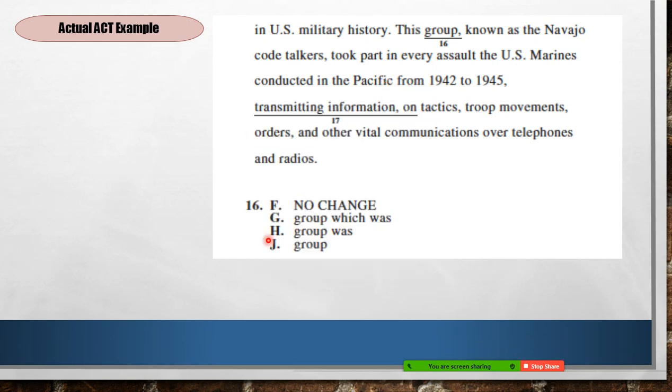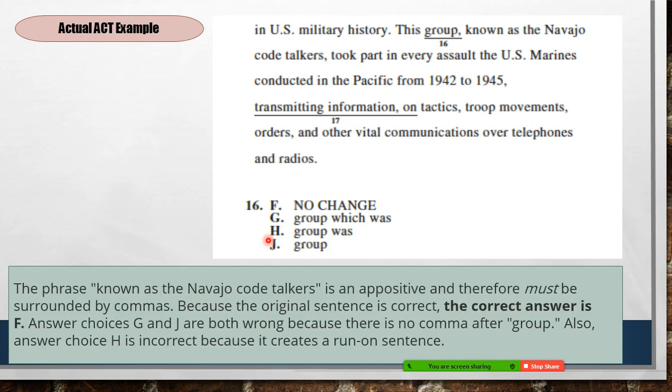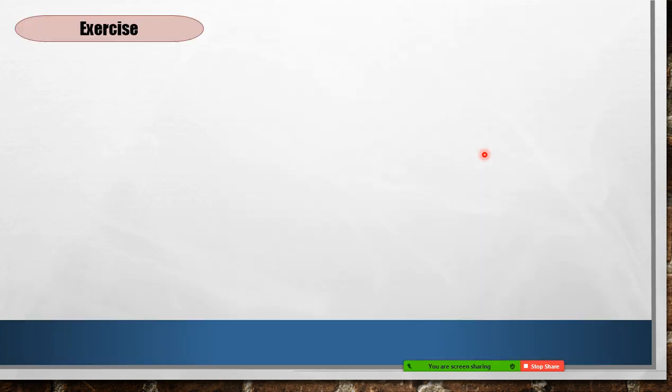So this is known as the Navajo Code Talkers. As I told you, this is the appositive, and that's why it must be surrounded by commas. So the original sentence is correct. We don't need to change it at all. Okay, let's have an exercise and check if you have a problem or not. Where do you think they need commas?